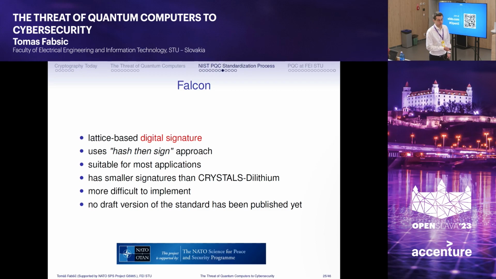But NIST wants to do it in a year, but that's unofficial information. It was a private estimate from somebody from NIST. He said that he believes that the draft standard for Falcon will be published in a year.